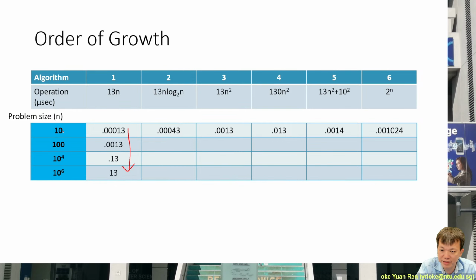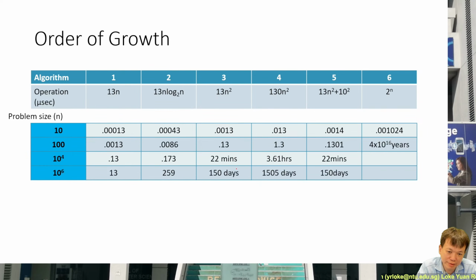If n is 10, it's still okay. For all these 6 algorithms, they probably take less than 1 second to complete, no issue. But when you go to the linear logarithmic one, you will start to find there's some problem. When your problem size is 10 to the power of 6, you already need 259 seconds, nearly 5 minutes. And when you go to n squared, you calculate, it takes days to complete.